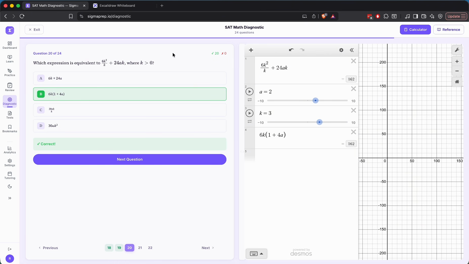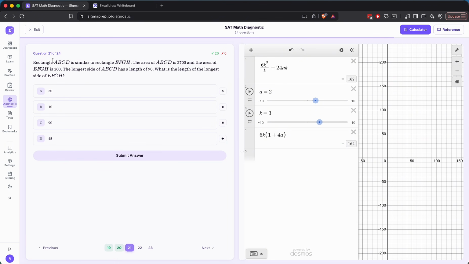You don't have to do any math. You don't have to wonder, did they factor this? What did they do? Did they get a common denominator? Who cares what they did. We just need to find the match. That's it. Next one, another similarity problem.